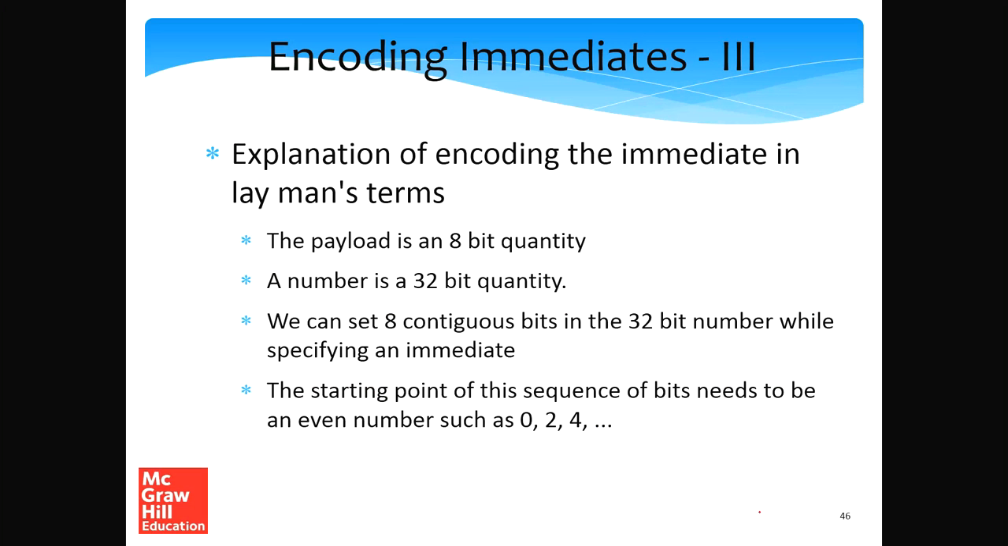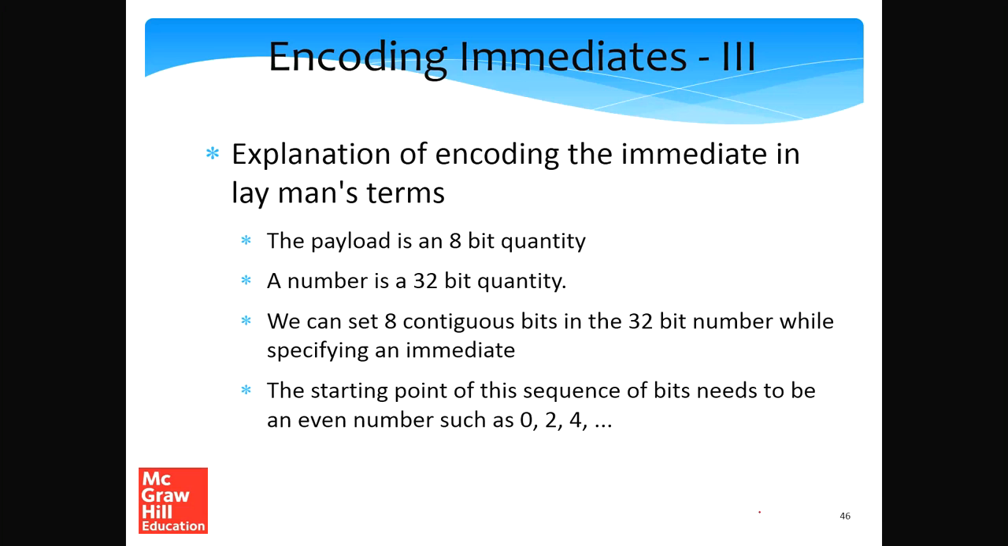So let's look at the explanation of encoding in slightly layman's terms. The payload is an 8-bit quantity, and a number inside the processor, or a number in a register in any 32-bit processor, is a 32-bit quantity. So since the payload is 8 bits, we can only set 8, preferably contiguous bits in the 32-bit number at the time of specifying an immediate, right? Only 8 bits can be set.